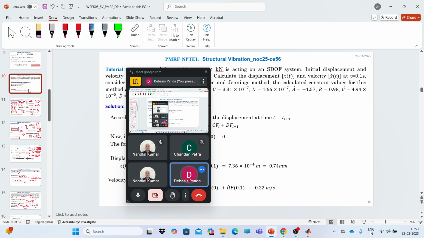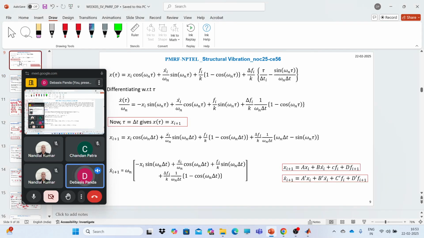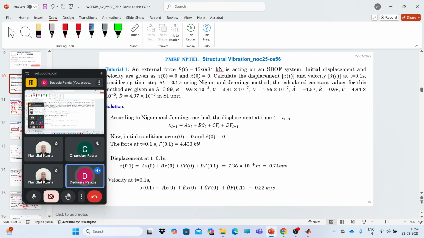But if all the students went through the video lectures and notes and your concepts are clear, then we can easily solve. Like if I directly go to this question, Nigam and Jennings method, and I want to solve it, I need to go to this expression: what is the expression for displacement and velocity as per the Nigam Jennings method? So first, I generally describe this Nigam Jennings method. Here are the expressions. Now let's solve this problem. And directly we can correlate it. Okay, I will try to incorporate your suggestions too.